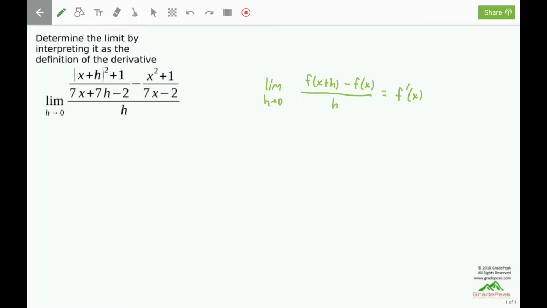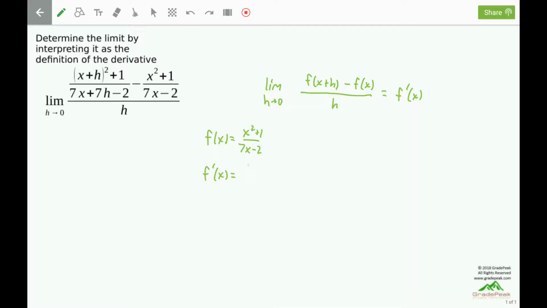In order to do that, we need to determine f of x, and f of x is found here, which is here. So our f of x is x squared plus 1 divided by 7x minus 2. We will want to find the derivative of this, f prime of x. This is a quotient of two functions of x, so we will need to make use of the quotient rule.